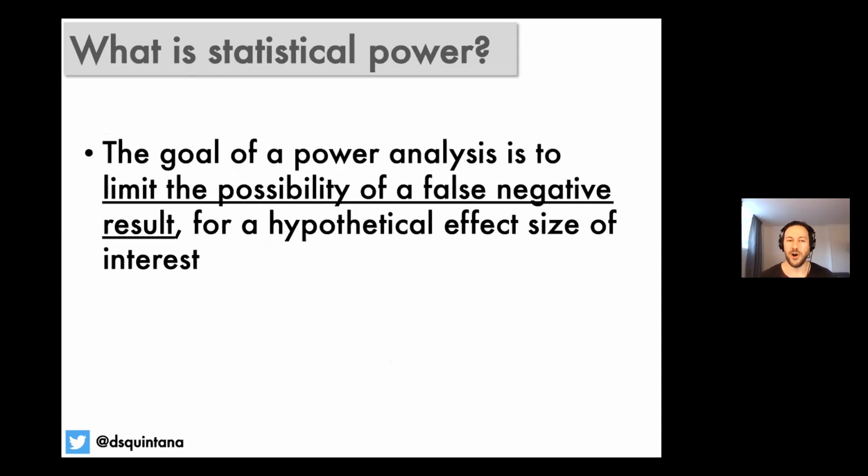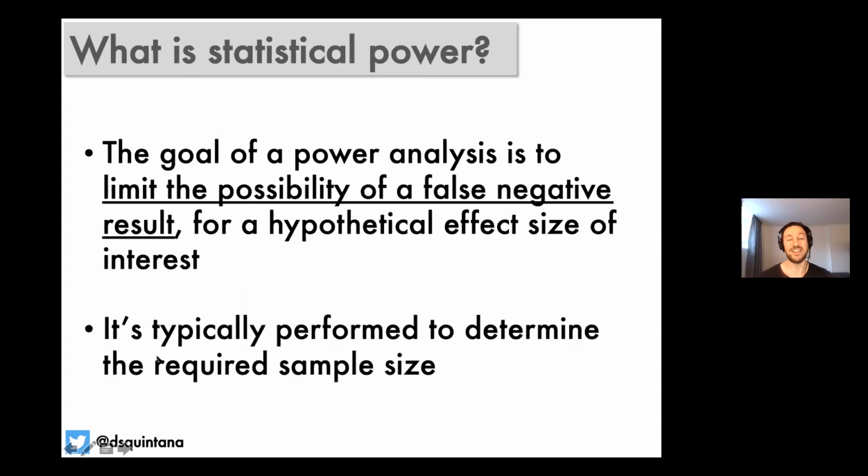So the goal of statistical power is to limit the possibility of a false negative result for a hypothetical effect size of interest. So the general idea is, for instance, when you're submitting your paper for ethical review, your ethics board want to know whether, with the way that you're collecting the data or the way that your study is designed, there is a likelihood that you're actually going to have a false negative result. So this is why it's very important to do your power analysis, and it's typically performed to determine the required sample size for when you are doing your study.